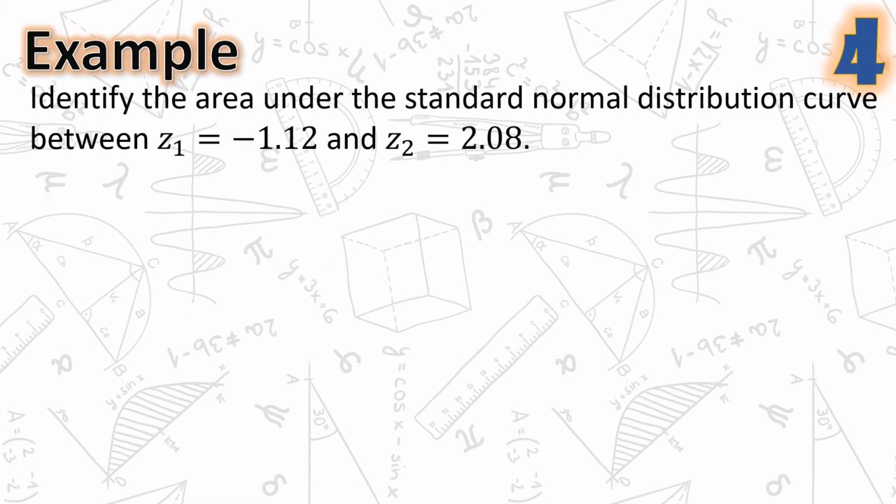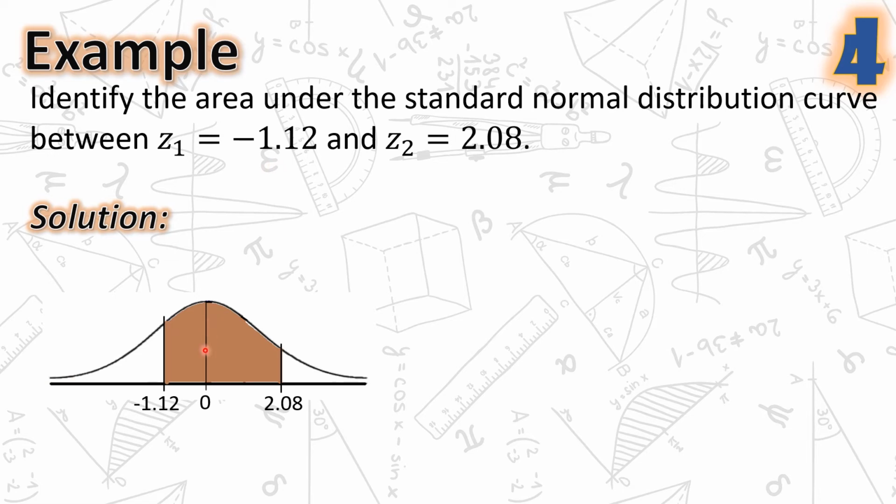Let's have example number 4. Identify the area under the standard normal distribution curve between z sub 1 equals negative 1.12 and z sub 2 equals 2.08. First, let us draw the figure showing the desired area that is shaded, and this is between z equals negative 1.12 and z equals 2.08.